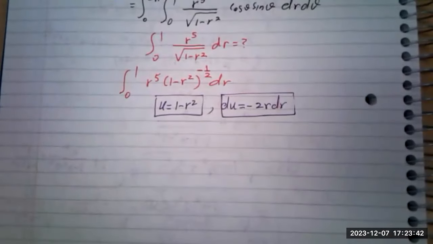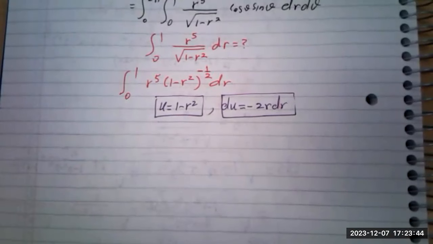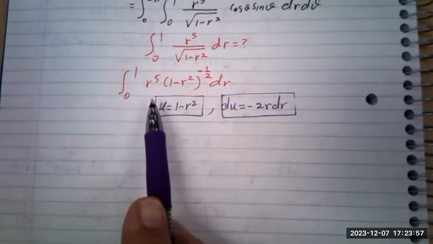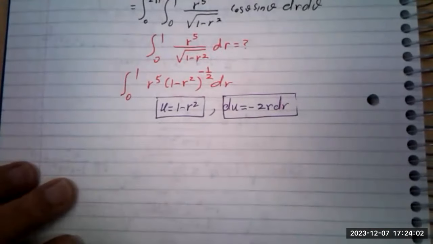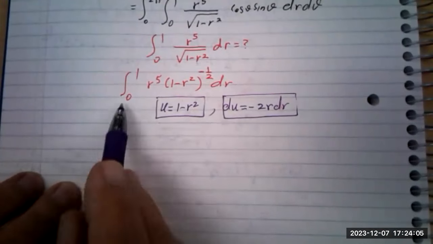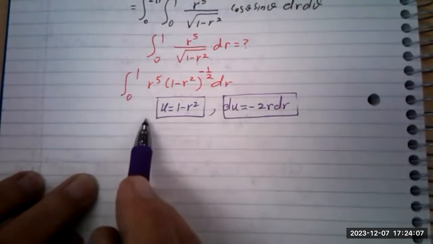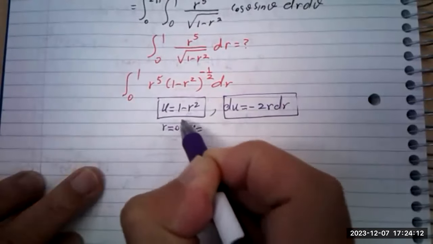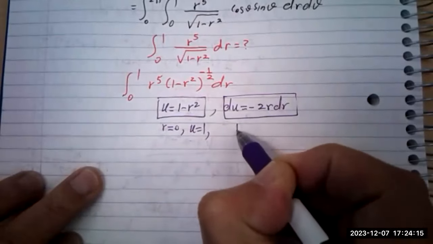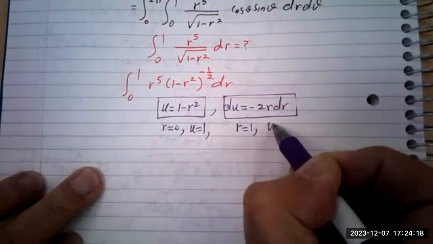But if you go and substitute, there is going to be a leftover. And you have to take care of that leftover. What's going to be that leftover? 1 minus r squared is u. Let's substitute to see what would happen for this, okay? So we have the 0 to 1. We don't want to repeat this one. So when r is equal to 0, u would be 1. And when r is equal to 1, u would be 0.